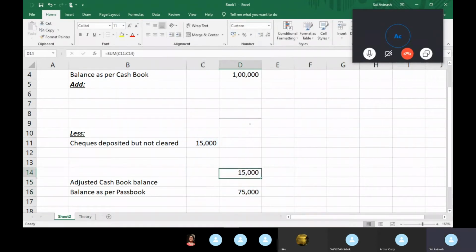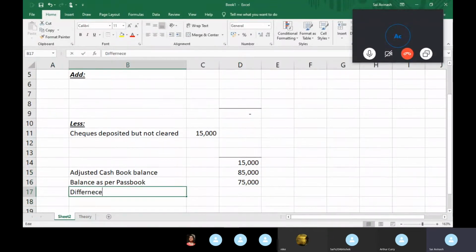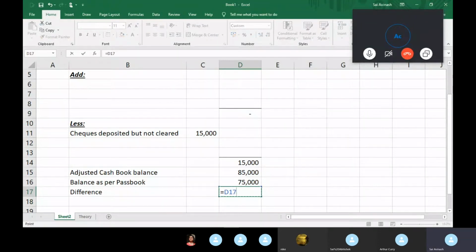So here, which means that I'm supposed to less this value, right? Which means I'll get 1 lakh plus this amount minus this amount. So they become 85,000 crores, which means I still have to explain a difference of 10,000, right?